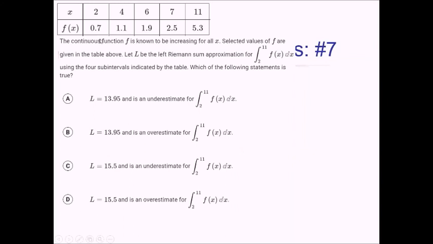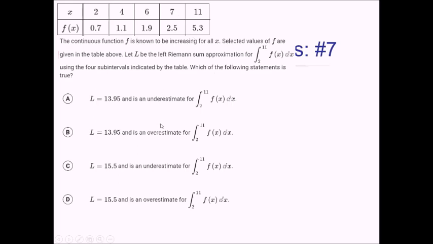For this problem, f is a continuous function that's increasing, and we have a table of values, certain values of f of x. Based off this, we want to figure out what's true about L, which is the left Riemann sum approximation for integral from 2 to 11 of f of x, using 4 subintervals indicated by the table. So we've got an interval from 2 to 4, 4 to 6, and so on and so forth. So which statement is true?